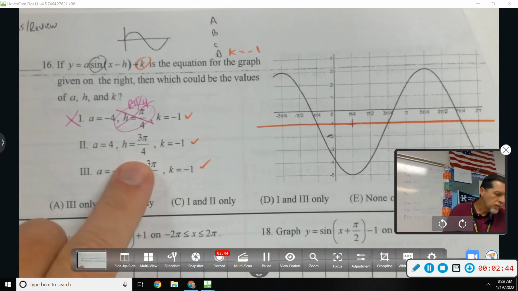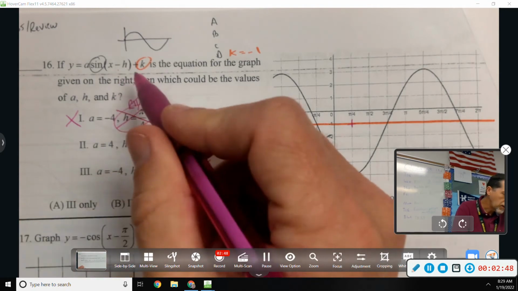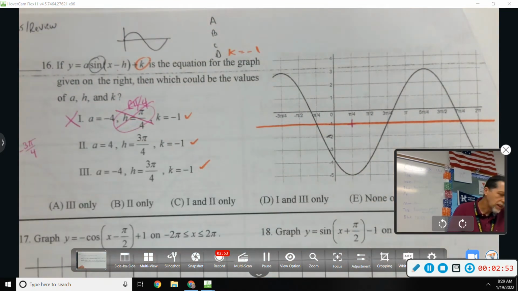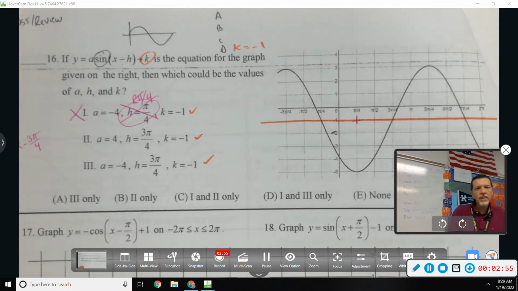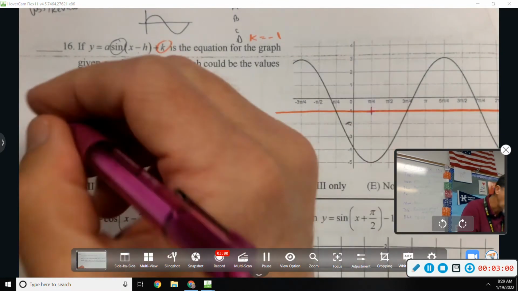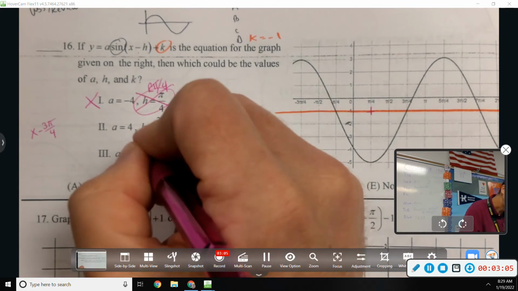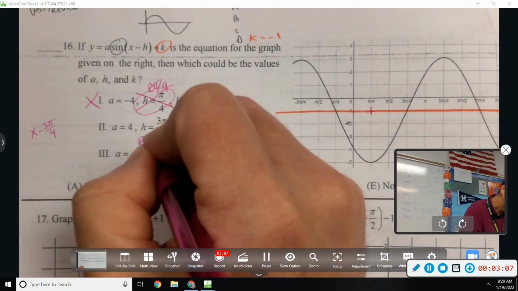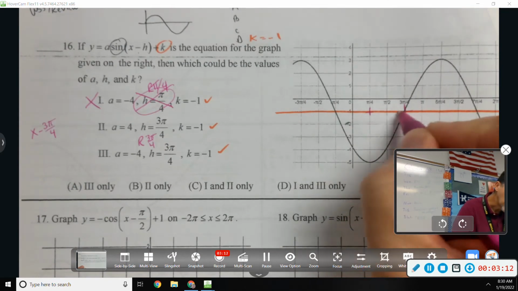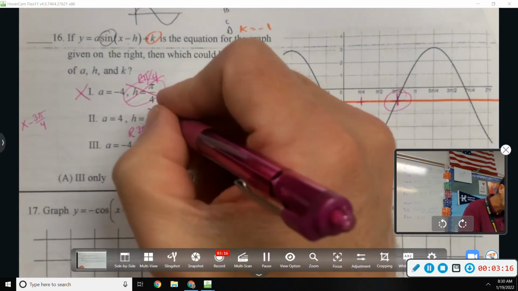H equals 3 pi over 4. So if it's x minus 3 pi over 4, what does that mean in terms of which way we're going? Left or right? No, right. Right, because that minus sign, so be careful. So that's right 3 pi over 4. In fact, both of them are right 3 pi over 4. So let's see if that looks correct. Right 3 pi over 4 would put me right there. That looks good. So I'm good with both of those.